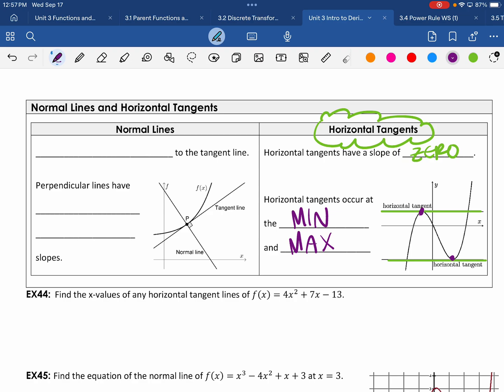Okay. Normal lines aren't really in calculus as a whole. They're not on the AP test. You might see them in college and you might see them in physics. So I kind of wanted to talk about them at least once.